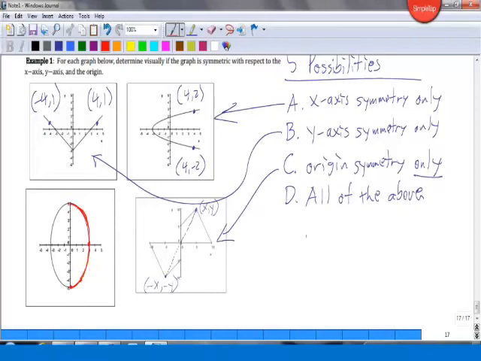Does it have y-axis symmetry? Just the red part? No. The red part doesn't have y-axis symmetry. Does the red part have origin symmetry? Nope. Points up here do not have their images down there, not in red anyway. So we've got a graph with x-axis symmetry.